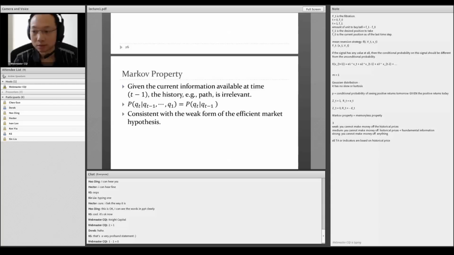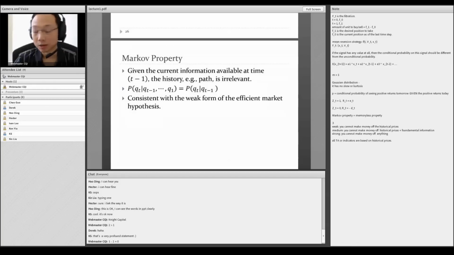Now, if the Markov property is true, it means that no technical indicators can make money. It's basically saying all technical analysis is useless. If the weak form of the efficient market hypothesis is true, it means technical analysis is useless, because all technical indicator signals are based only on historical prices. So this is an important consequence of the efficient market hypothesis, or an important implication of the Markov property.